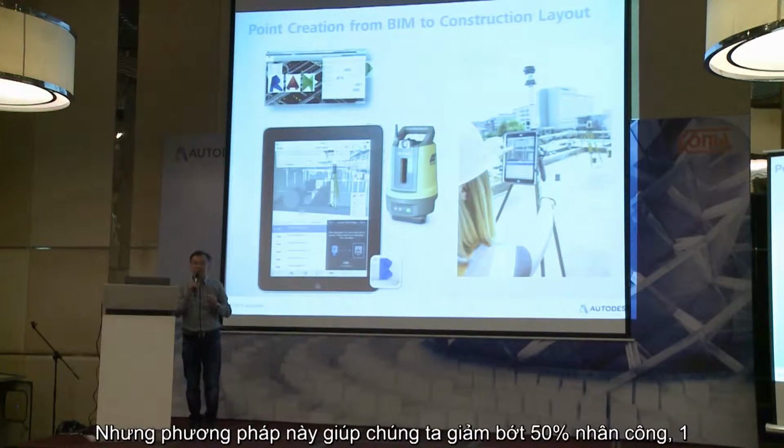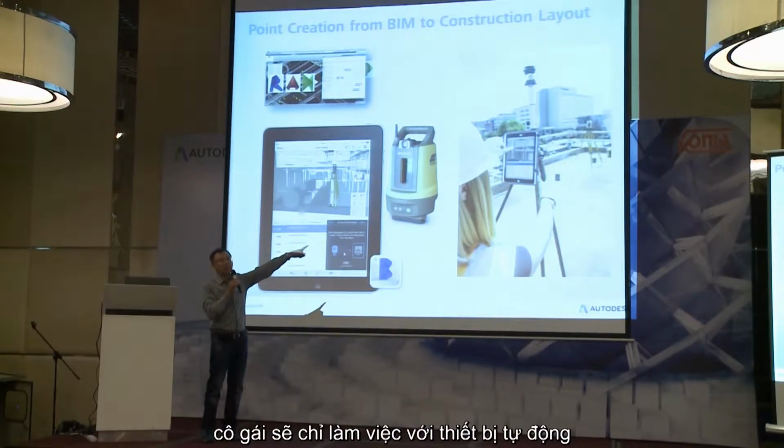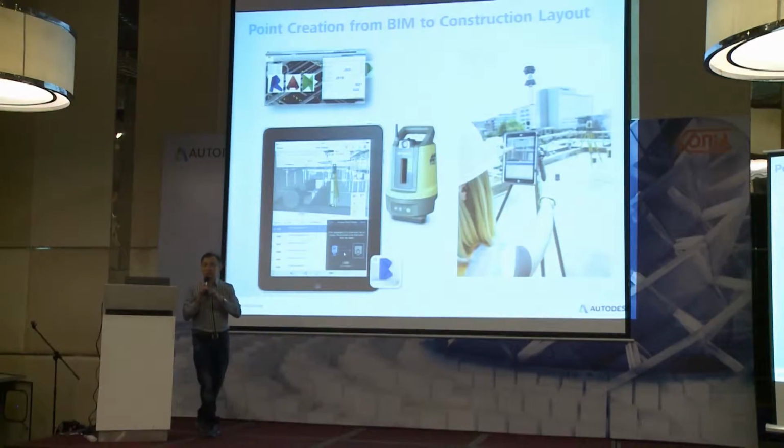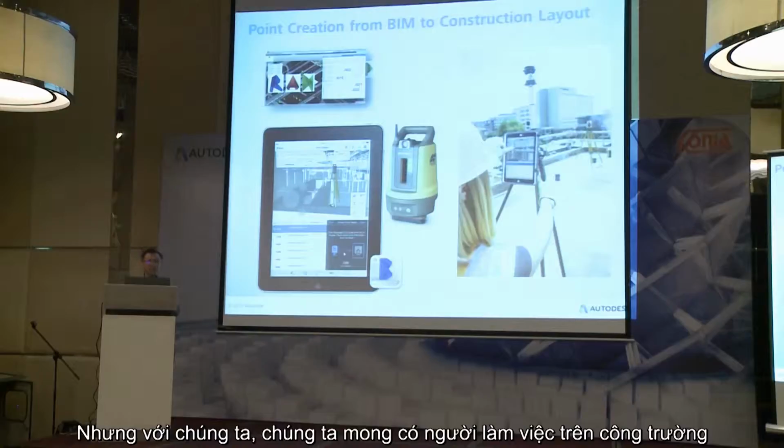But this method reduces the workers by 50%. Just one. She only works with the automatic instrument. Why is it a hot topic? Because in Singapore it's very hard to find a good worker, and the cost is a lot, right? When they say, oh, can reduce the workers by 50%, ooh, how? Right. But for us, no, we love to have people work in the field, all right?